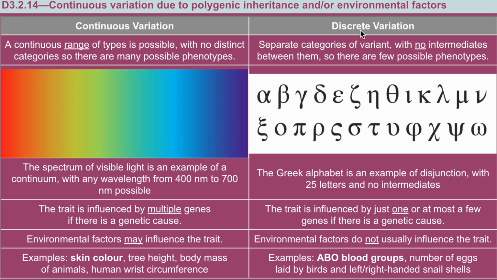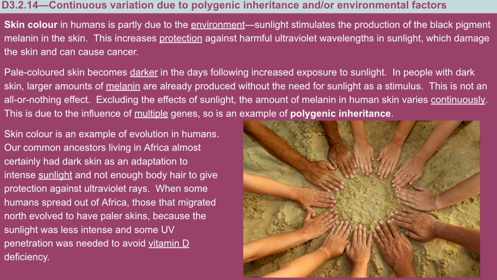On the other hand, discrete variation is when there are no intermediates. There are a few possible phenotypes. There is usually just going to be one or at most a few genes if there's a genetic cause. Usually environmental factors do not influence the trait. Examples include those ABO blood groups that we talked about earlier, number of eggs laid by birds, or left or right-handed snail shells. Okay, so skin color in humans is, again, partially due to the environment and partially due to genetics.